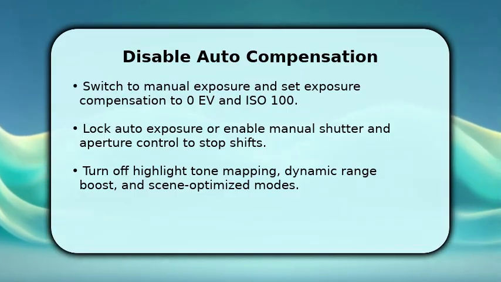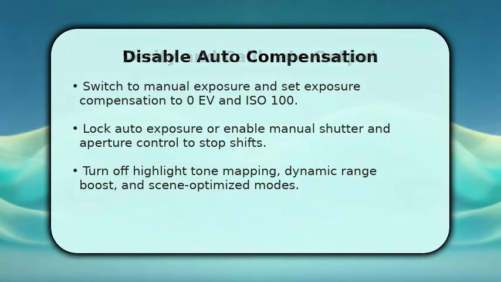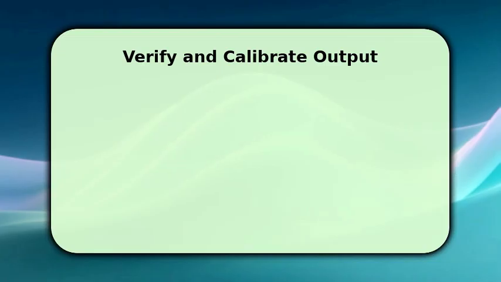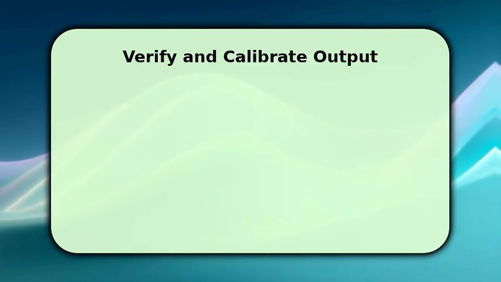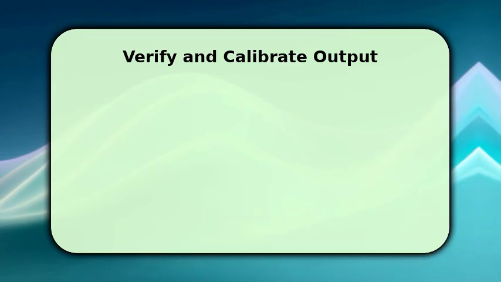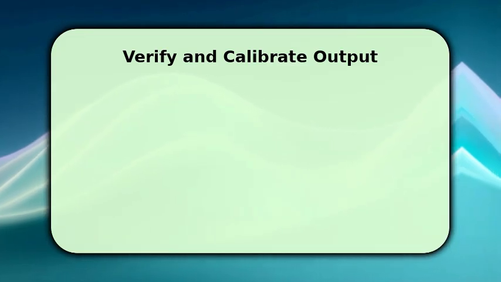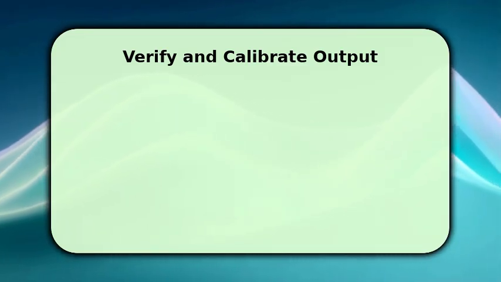Use an 18% gray card and check the histogram to confirm neutral exposure. Compare results with an external light meter reading and adjust exposure by 1.0 EV if needed for accuracy. Inspect raw images to ensure the camera body is not applying hidden corrections.